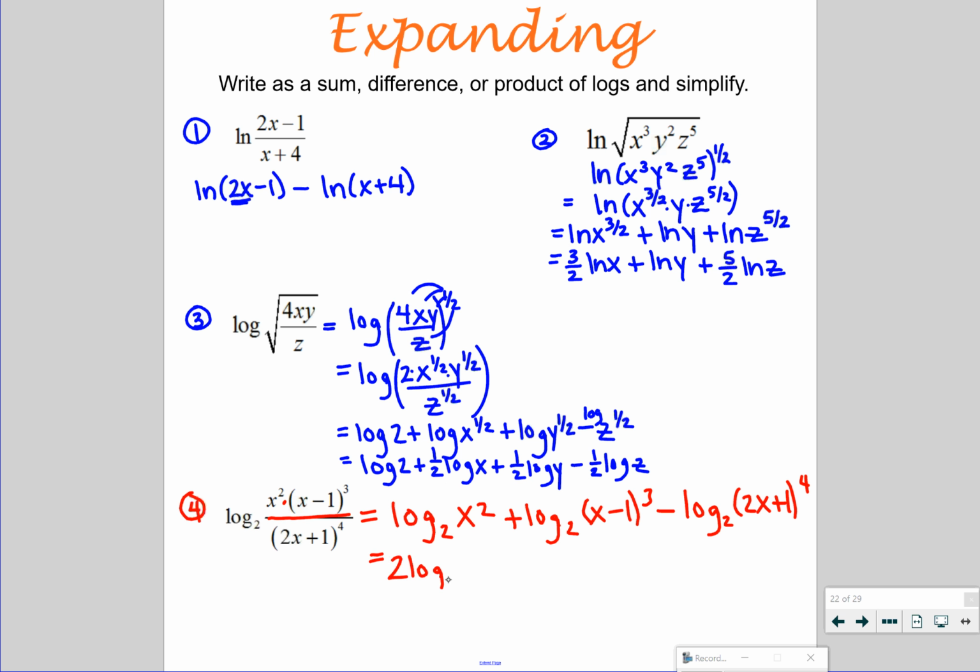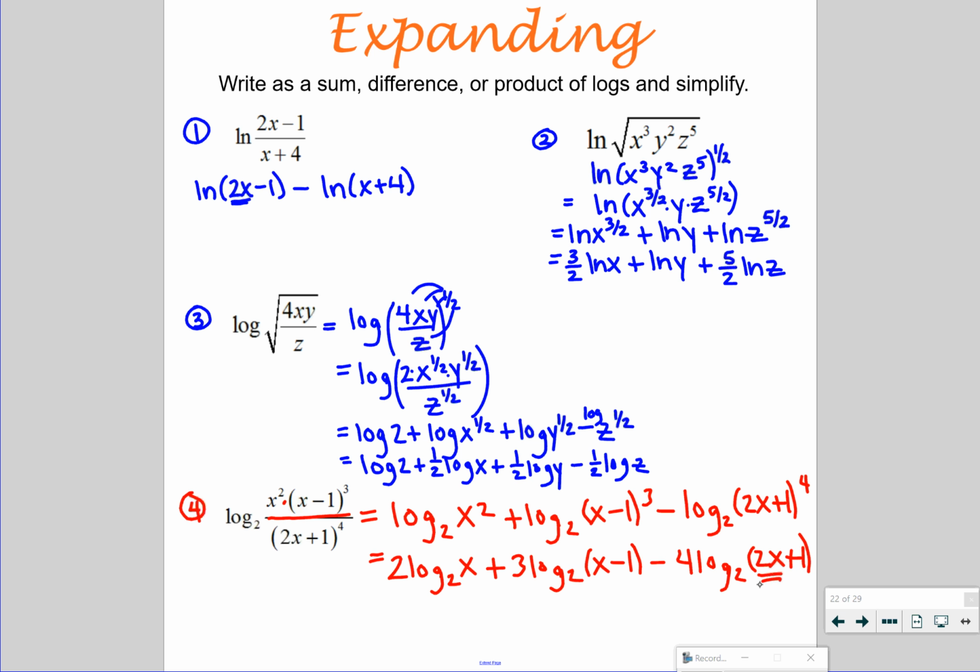2 log base 2 of x plus 3 log base 2 of (x minus 1) minus 4 log base 2 of (2x plus 1). And the only other thing that I can maybe look at is I've got multiplication here, but again, because there's also a +1 inside that log, I cannot separate that any further. So this would be your final answer.